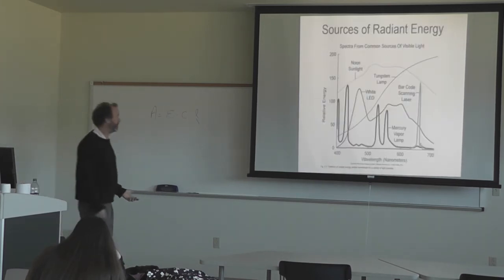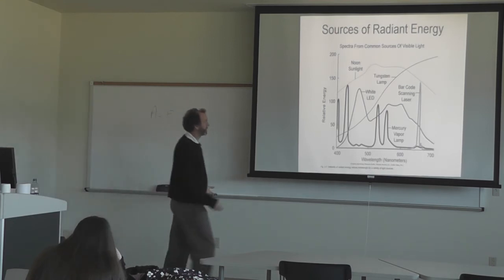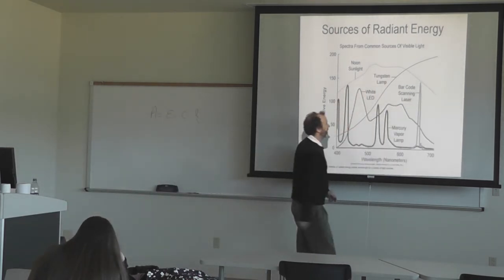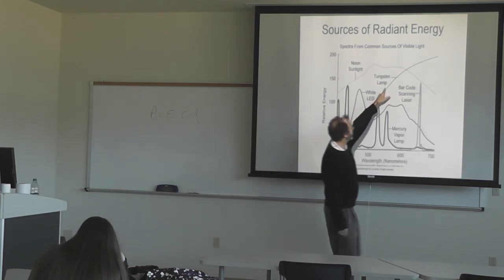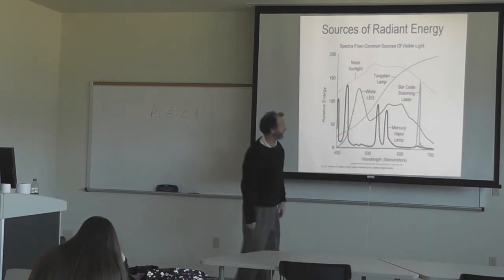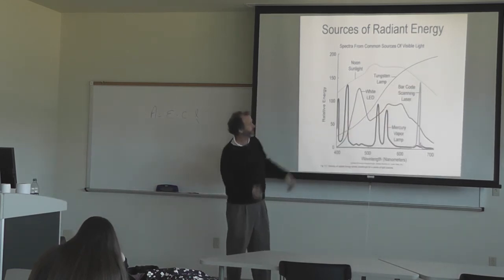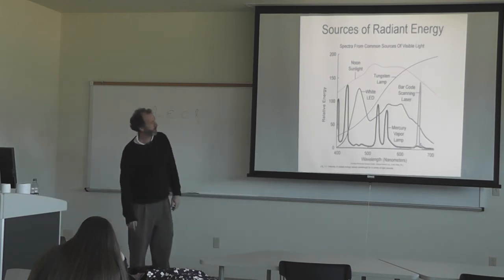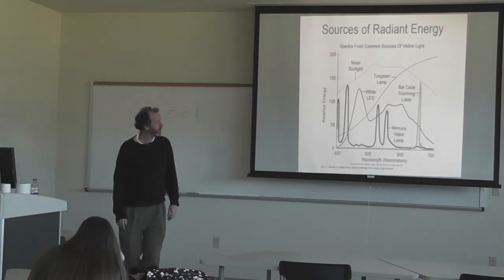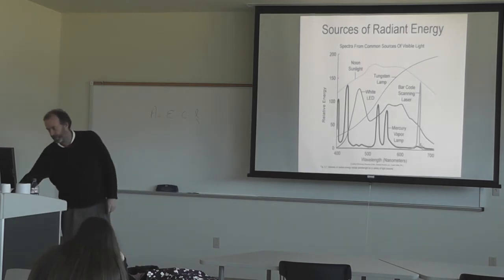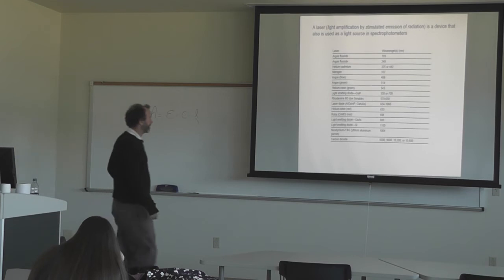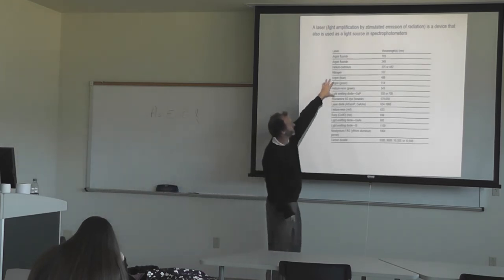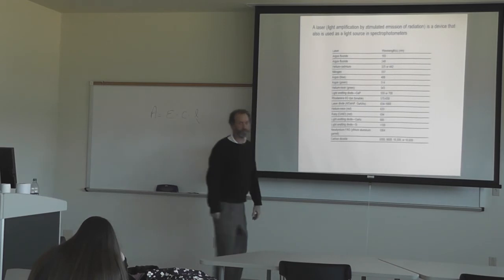So these are the different sources of visible light. We see the sun gives us a broad spectrum, and then the tungsten lamp is a fairly broad spectrum also, at least in the visible. And then you also have all these LEDs, mercury vapor lamps and so forth, and the kind of spectrum you can get from a white LED. Laser, light amplification by stimulated emission of radiation, is a device that also uses a light source in spectrophotometry. And this just shows you the wavelengths that you get for the different types of lasers.